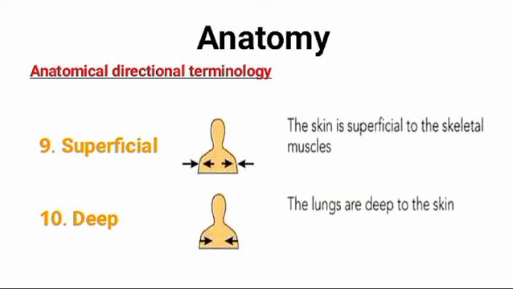Now the ninth is superficial. Superficial means situated near the surface. Peripheral also means outward or near the surface, like the skin is superficial to the skeletal muscles. Now the tenth is deep. Deep is used to describe the parts that are more internal. For example, the lungs are deep to the skin.